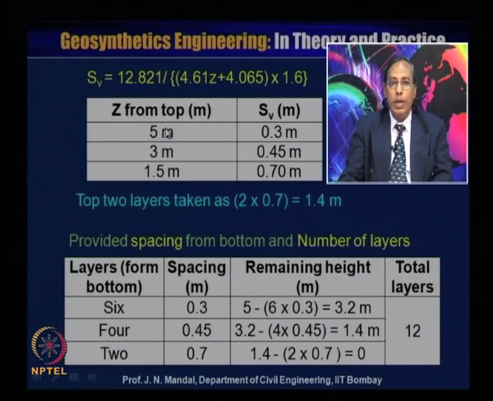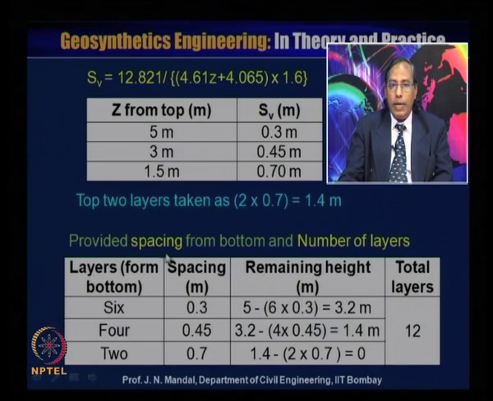Now, you can consider somewhere in the middle. You have to assume some Z value, let us say the Z value from the top is 3 meter. You substitute the Z value 3 meter here, and you can calculate the spacing. So, spacing will be equal to 0.45 when the Z value is 3 meter. Next, at 1.5 meter, you substitute this value and you get SV 0.75. So, the top 2 layers are taken as 0.7 meter, that means 2 into 0.7 meter is equal to 1.4 meter.